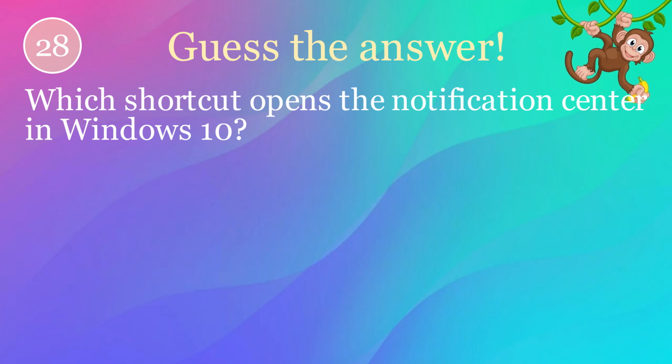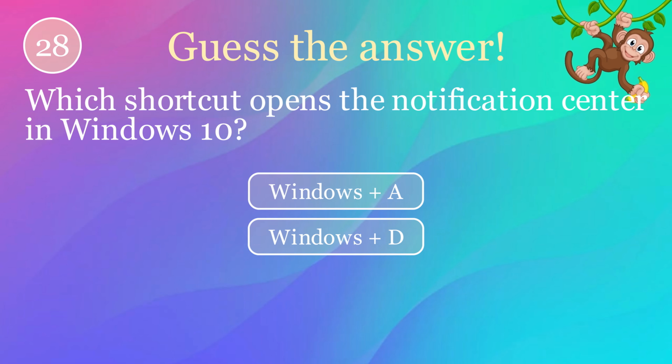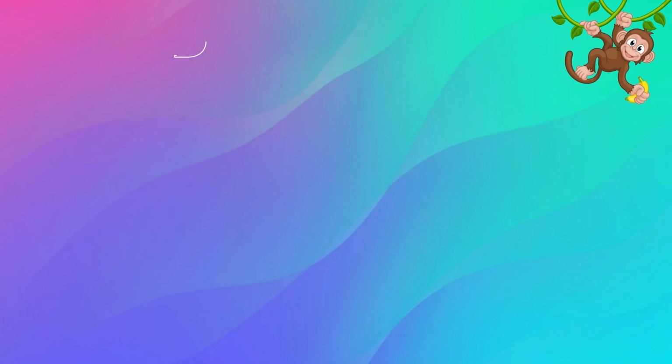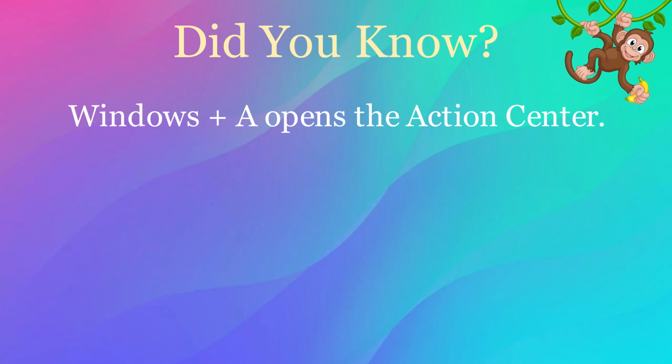Which shortcut opens the notification center in Windows 10? Windows+A. Windows+D. Ctrl+A. The correct answer is, Windows+A. Here's an interesting fact, Windows+A opens the Action Center.